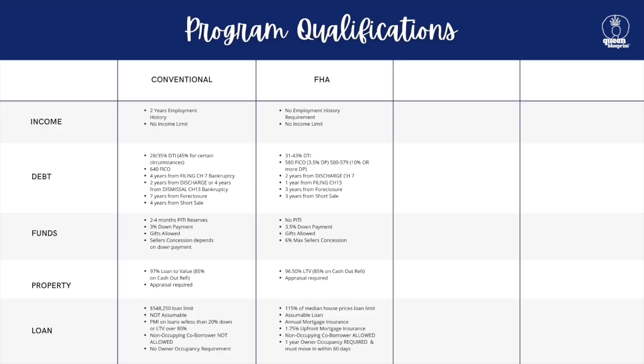Now, your debt. They are looking at a 31 to 43% DTI. You can have a 580 FICO score, but that means that you would have a 3.5% down payment. And if you have between 500 to 579, it is going to be a 10% or more down payment. Now, FHA is a federally backed loan. Conventional isn't. So FHA is a federal backed loan.